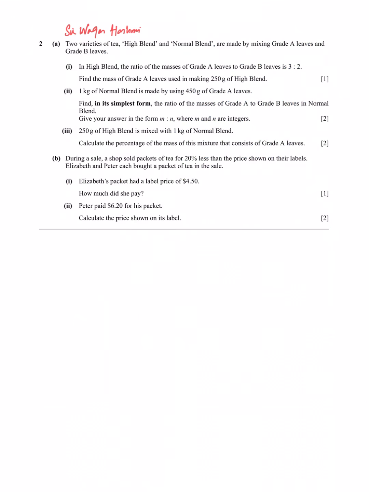Two varieties of tea, high blend and normal blend, are made by mixing grade A leaves and grade B leaves. In your first part, in high blend, the ratio of masses of grade A leaves to grade B leaves is 3:2. Find the mass of grade A leaves used in making 250 grams of high blend. Alright, so the total ratio we have, it's 3 plus 2 is 5, right? So let me just write 3 plus 2 is 5, then that is total ratio.